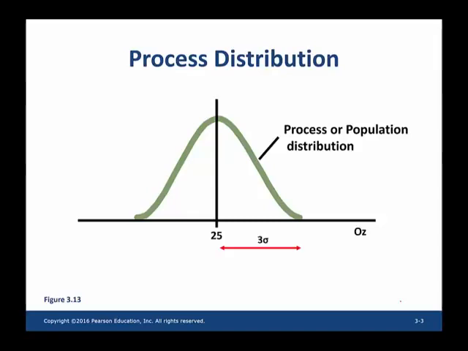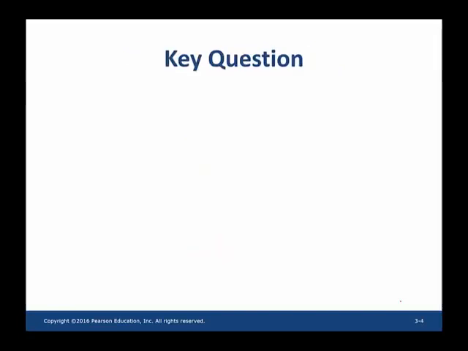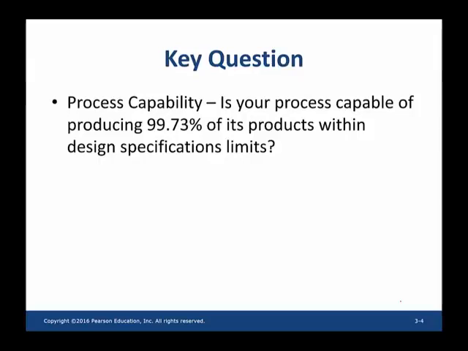Great. And let us say 32 ounces is 3 standard deviations to the right of the mean, and 18 ounces is 3 standard deviations to the left of the mean. So why do I pick 3 standard deviations? Because that is the standard practice used when the process capability is measured. In other words, the capability question becomes: is your process capable of producing 99.73% of its products within the design specification limits?